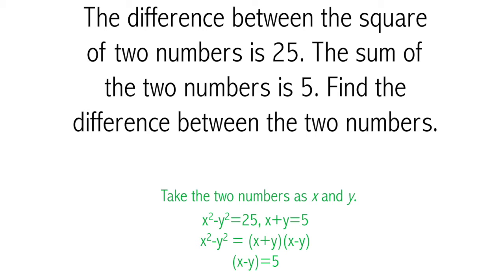Off the top of my head, if you're interested, the two numbers in this case could be 5 and 0. 5 square minus 0 square is 25. 5 plus 0 is 5. 5 minus 0 is also 5, and therefore the two numbers are 5 and 0.